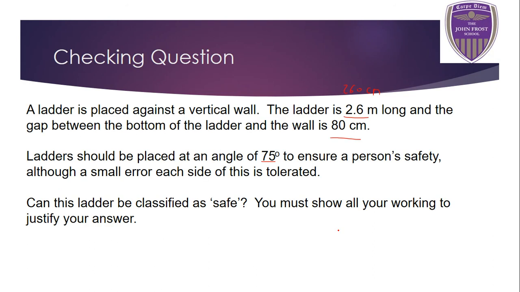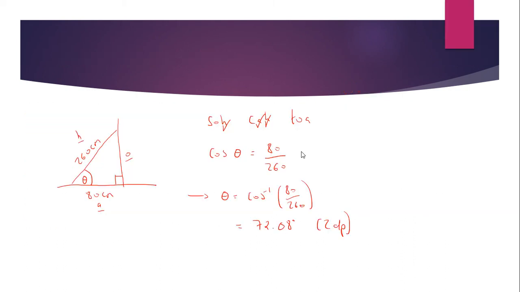And the question did say the ladder should be at 75 degrees. Okay, although a small error each side is tolerated. So can it be classed as safe? Well, opinions might vary here, but I'm going to say this is very close to 75. It's only 3 degrees off. Actually, it's only 2.92 degrees off, which is a very small angle.